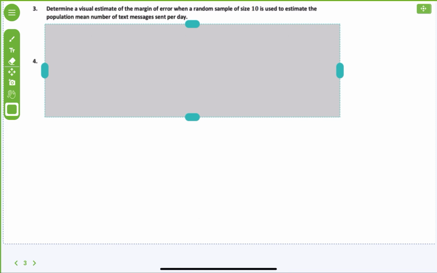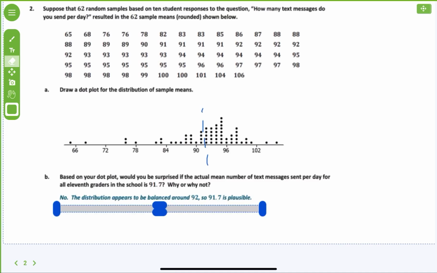Well, it says determine a visual estimate of the margin of error when a random sample of size 10 is used to estimate the population mean number in the text messages sent per day. So we actually have to go back here to our dot plot and let's see what's going on here. So if we say that 91.7 is the population mean, so it's 91, 92, 93, 94, 95, 96, okay. So right here is the mean.